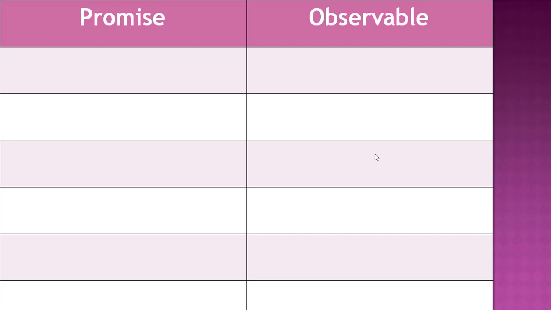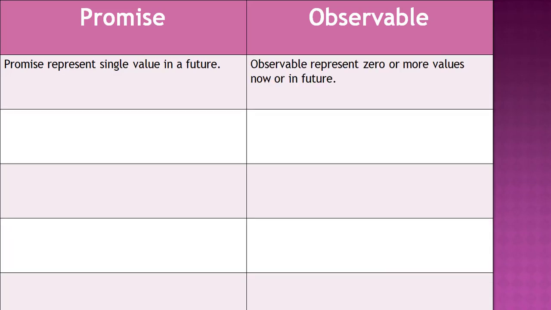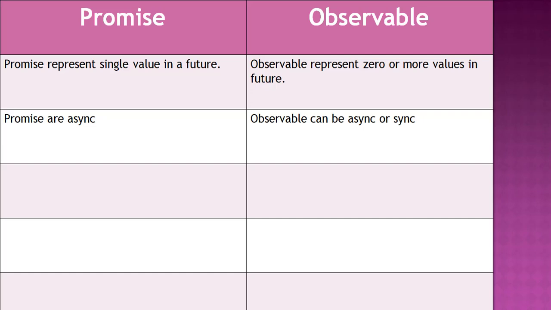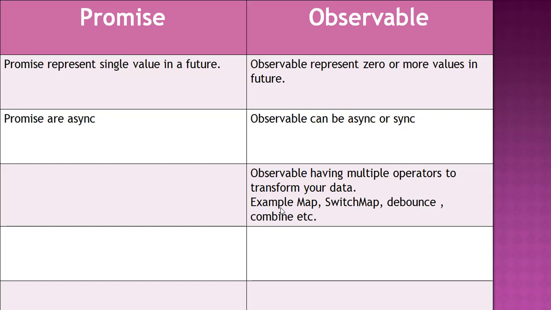Number one difference is a promise represents a single value in the future, while an observable represents zero or more values in the future. The second difference is promises are async, while observables can be sync or async. And the third difference is observables have multiple inbuilt operators like debounce, map, switch map, etc. But we don't have this kind of operators in the promise. Those operators help us to transform our data.